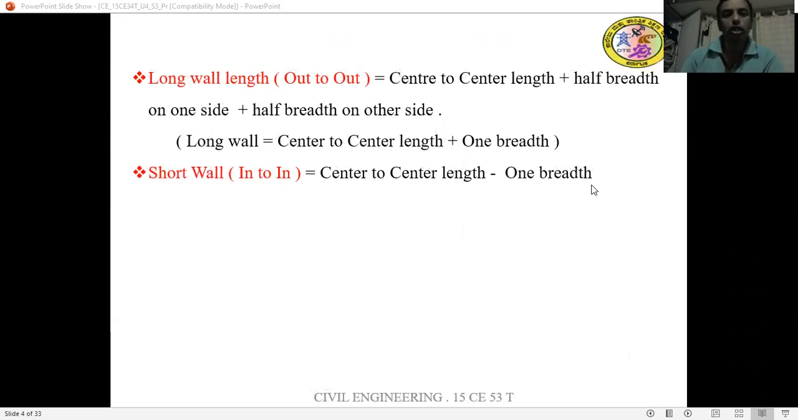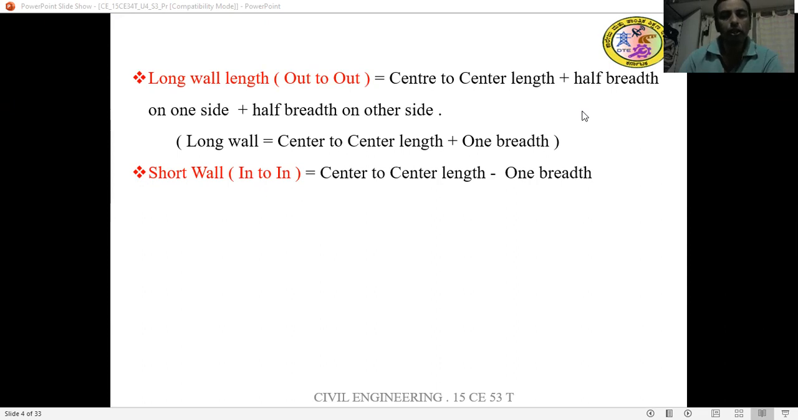In this long wall short wall method, there are some formulas which can be used for finding the true length of the long wall and also the true length of the short wall. The first one: long wall length out to out is equal to center to center length plus half breadth on one side plus half breadth on another side.